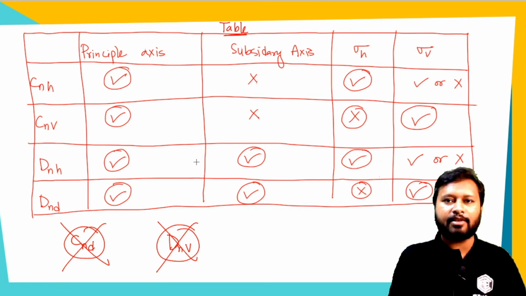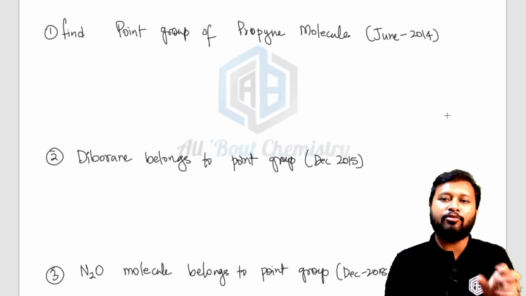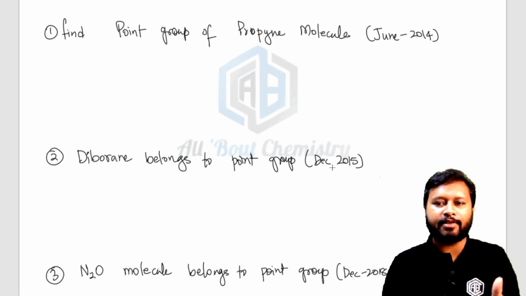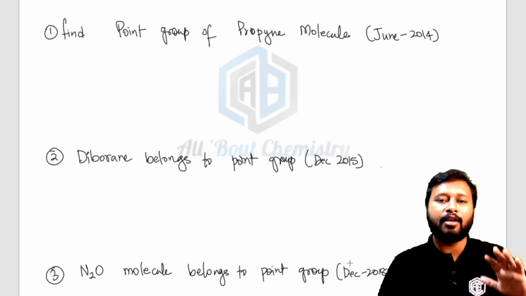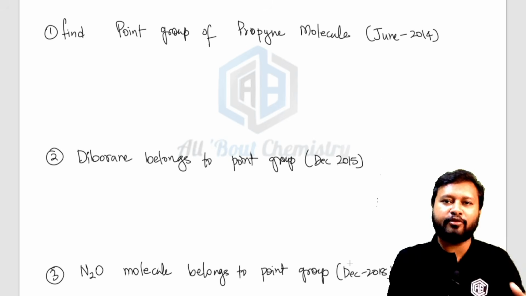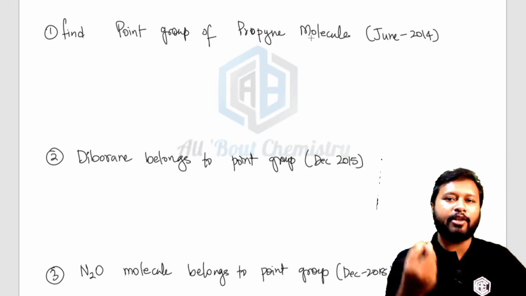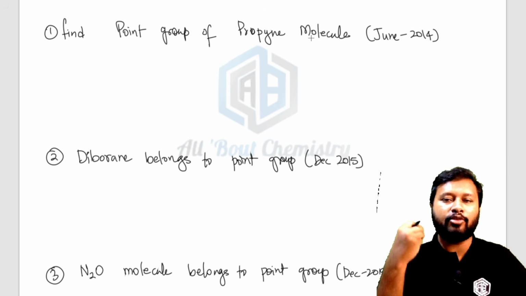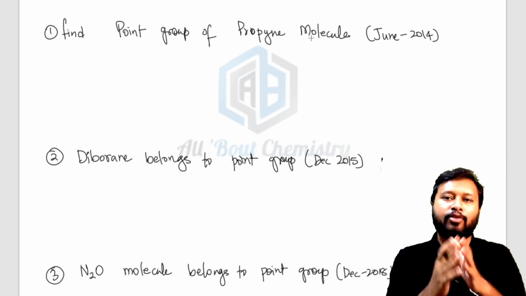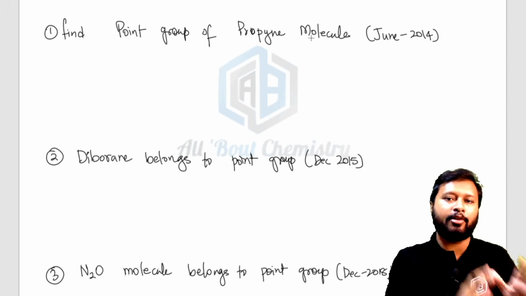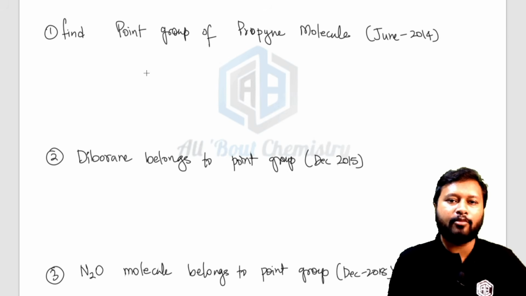I'll be taking some previous year's questions, so that we can look at them. I have taken these three questions which were asked in June 2014, December 2015 and December 2018. I'll show you with the help of the trick how you can solve these questions. The first question says: find the point group of the propyne molecule. Whenever you have to do any question from group theory, you have to understand VSEPR theory and the structure of the molecule, and you should be able to draw it. A propyne molecule is nothing but CH3-C≡CH.